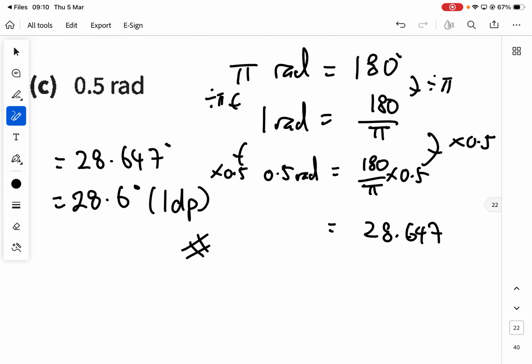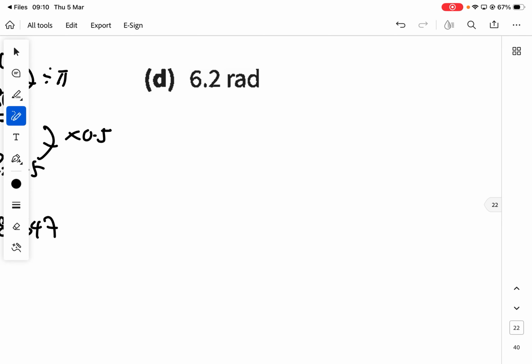If I leave it in degree mode and press tangent 1.3, I will get 0.02269. This one is the wrong one. This one is the wrong mode. Okay? Try C and D.